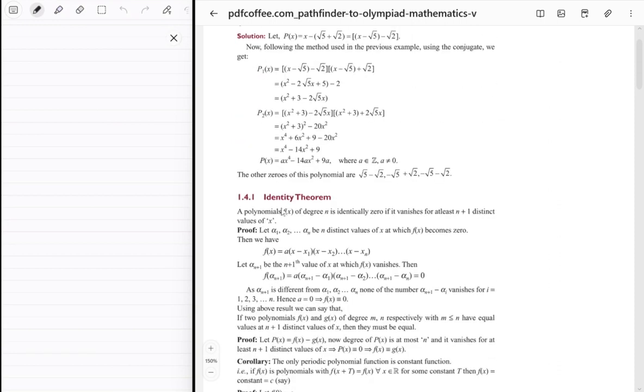Okay, identity theorem. A polynomial of degree n is identically 0 if it vanishes for at least n plus 1 distinct values of x. It's kind of weird. Why is this the minimum? How can we prove that this is the minimal polynomial, and that there will be no other polynomial of lower degree?